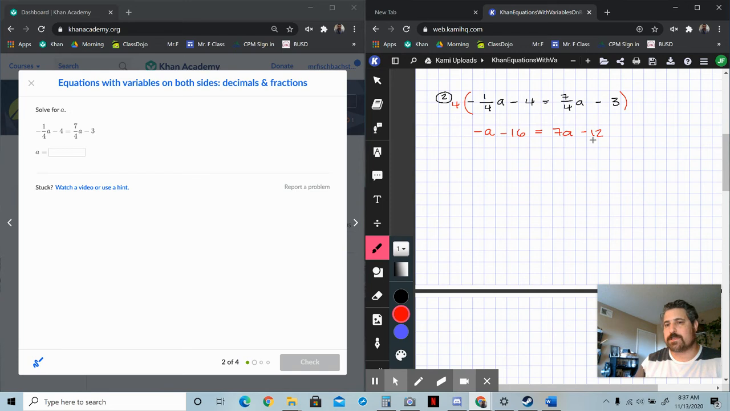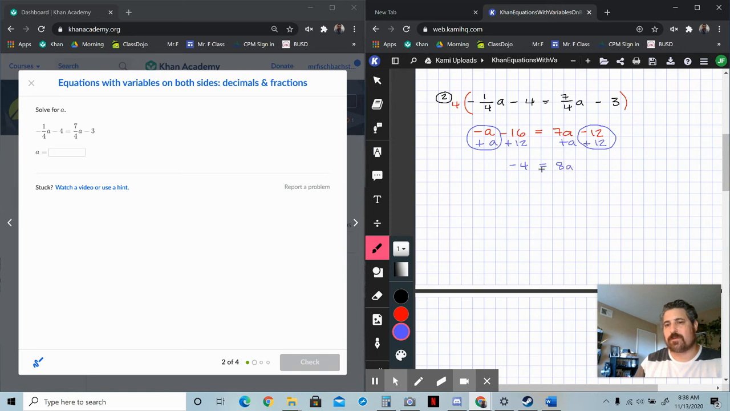Once you've done that, you want to get all your variables to the side that's going to make them positive. I think that's the easiest way to do it. So you'd add a to both sides. And at the same time, if you're going to bring your variables to the right, you want to bring your numbers to the other side. So that would be add 12 to both sides. You get a 0 pair here. You get a 0 pair here. Negative 16 plus positive 12 is going to be negative 4. And 7a plus 1a is going to be 8a.